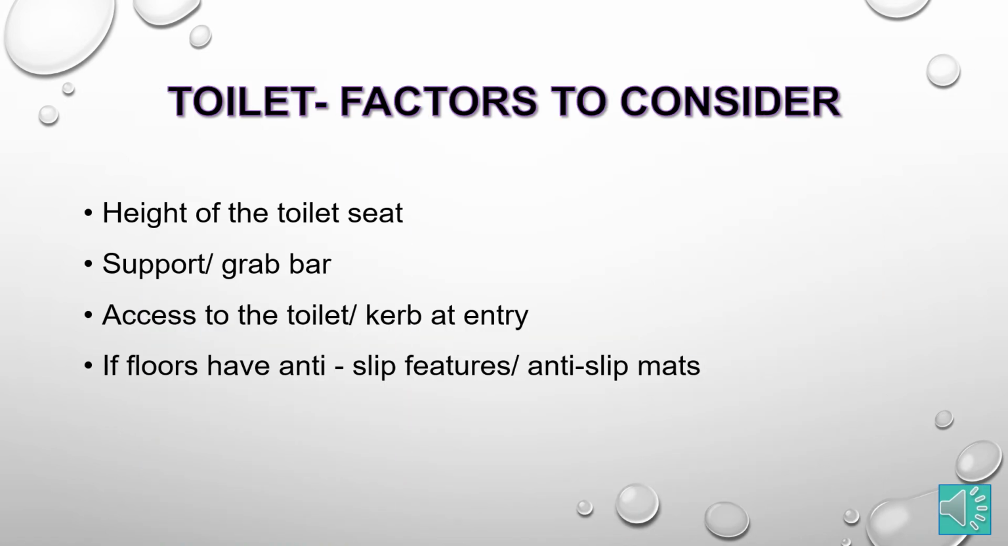Just now, we spoke about factors to consider in bathroom modification. Now, let's have a look at factors to consider in modification of toilets. Some of the factors that you may have to consider are the height of the toilet seat, whether there is a support or grab bar available or not, access to the toilet or if there is any curb at the entrance of the toilet, and if the floor has anti-slip features or an anti-slip mat. So something very similar to what you have seen for the bathroom modification.